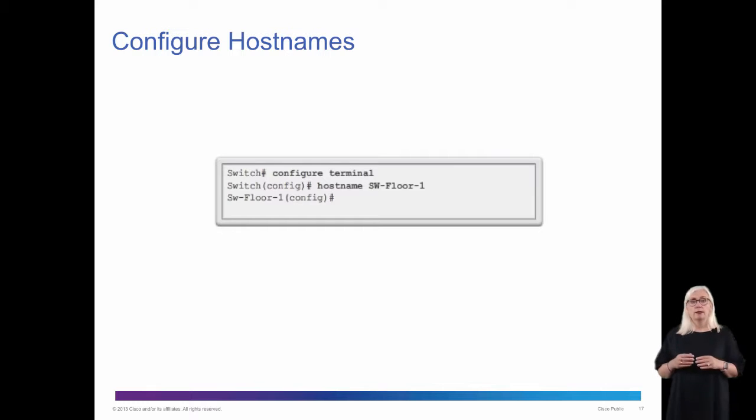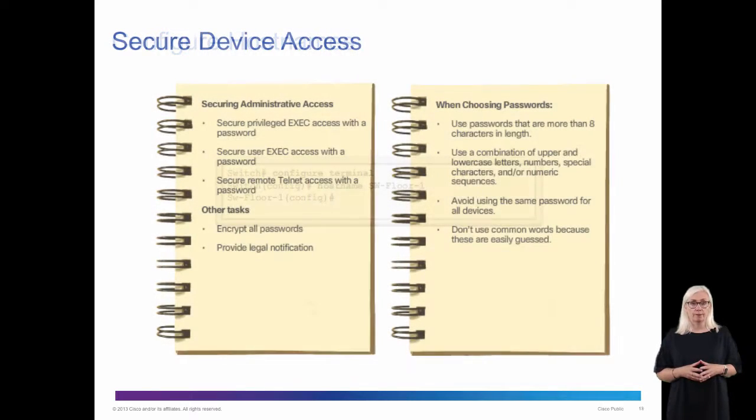When we are in config mode, we go first to privileged mode and then config mode by using the command configure terminal, and then we use the command host name and then a name we want. In this case it is switch floor 1, and I can see when I press enter the name is immediately changed. So this is the host name.